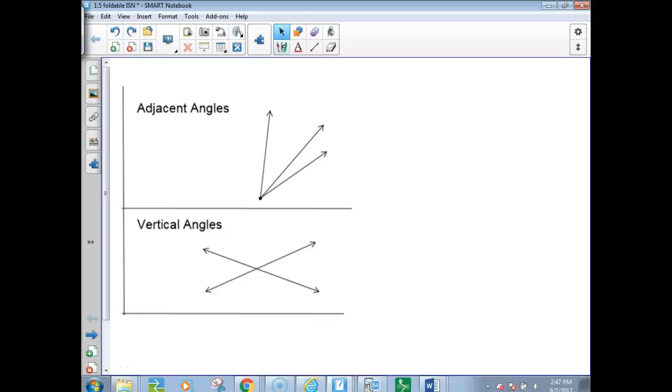Right, today we're going to continue section 1.5. So first we're going to fill out our ISN for it. The first topic is adjacent angles. Now, to remind you, an angle is an opening. Okay, this is this angle. And this one is another angle over here.